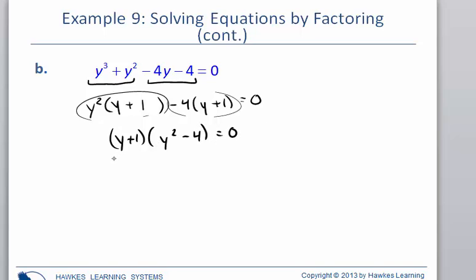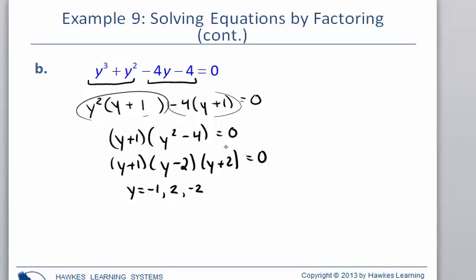The y squared minus 4 is a difference of 2 squares, and so it will factor into y minus 2, y plus 2. And you can set each one equal to 0 and come up with solutions. Y is equal to negative 1, y is equal to 2, y is equal to negative 2.